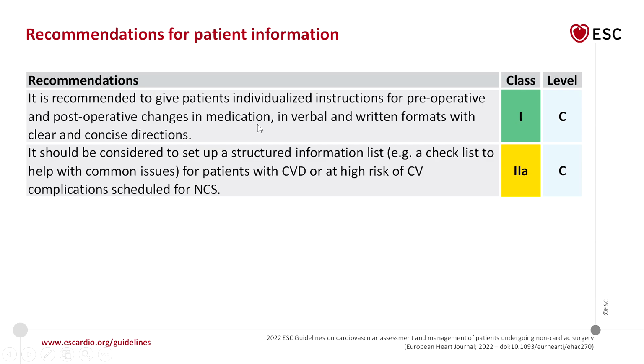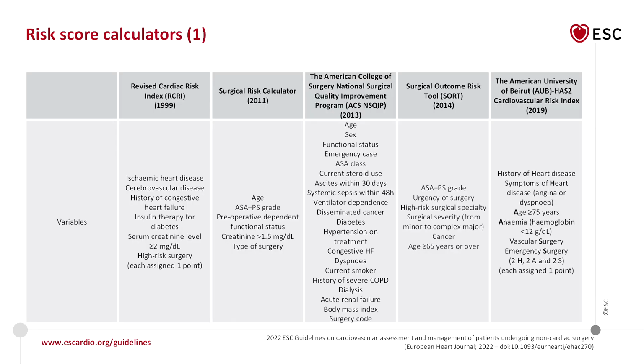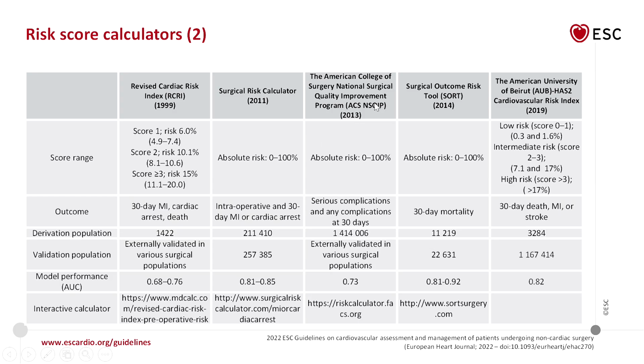When we change the medication, it should be given in verbal and written format, with clear and concise information to the patient. It should be considered to set up a structured, informed list for the patient with CVD or at high risk. So we can make a checklist also like this. And we can also have risk score calculators, like the revised cardiac risk index or surgical risk calculators. So various risk scores are available for deciding the cardiac risk.